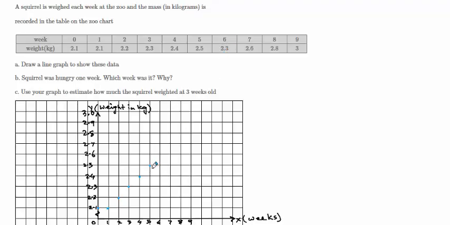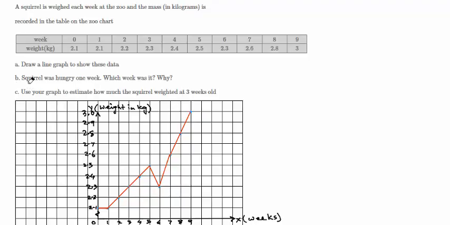6 and 2.3. So it comes down. 7 and 2.6. 8 and 2.8. And 9 and 3. That means the weight was 3 kilograms in week number 9. Our next job is to join these points using straight line segments. So here comes the line graph.